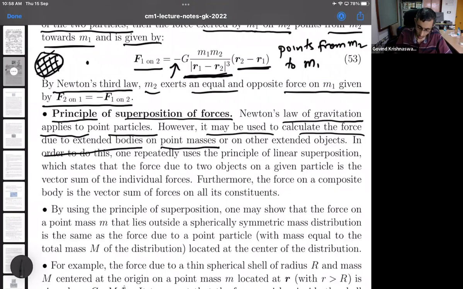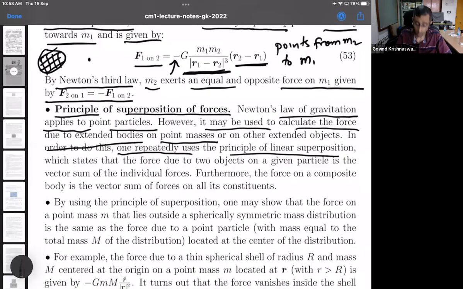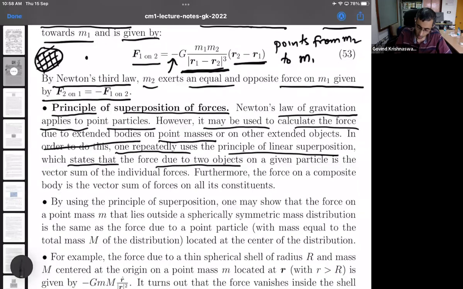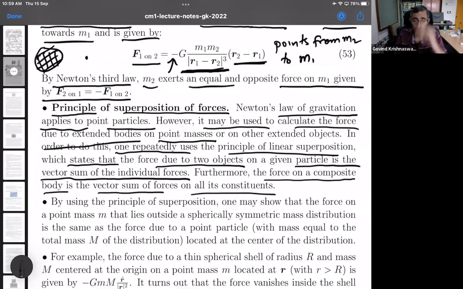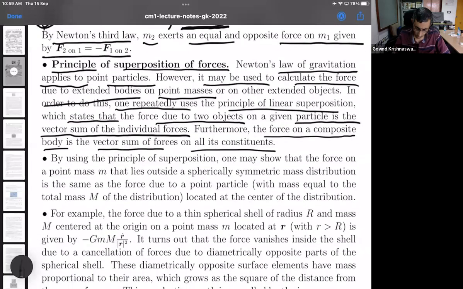In order to do this, one repeatedly uses the principle of linear superposition of forces. Okay, so that is the idea, which states that the force due to two objects on a given particle is the vector sum of the individual forces. So this is something we said last time. That is one very useful tool. A somewhat complementary statement is that the force on a composite body is the vector sum of forces on all its constituents. Okay, so let me give one example or a couple of examples.